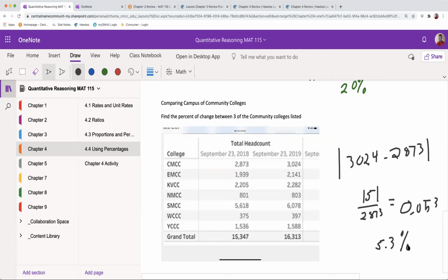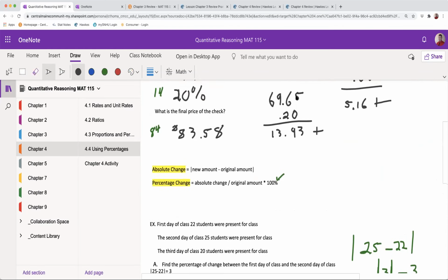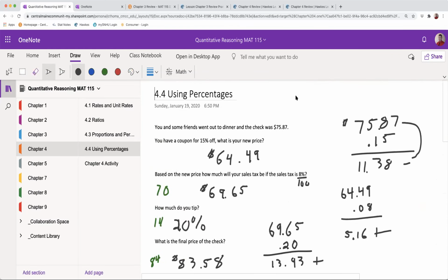Good work. So that finishes out chapter 4 in percentages. And we did the house problem at the beginning, which is also a percentage problem. So any questions on anything as we finish out our first block? Right on schedule too.